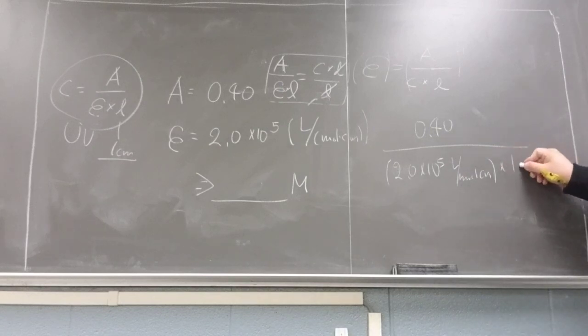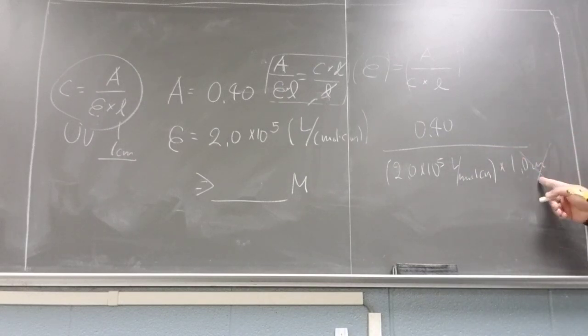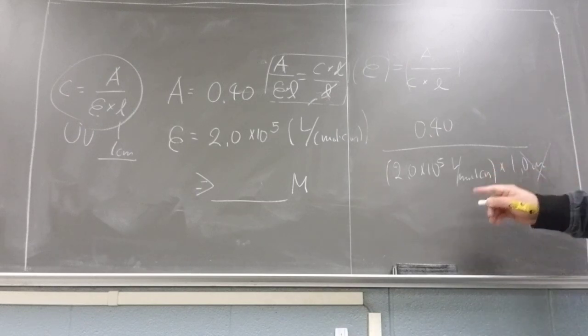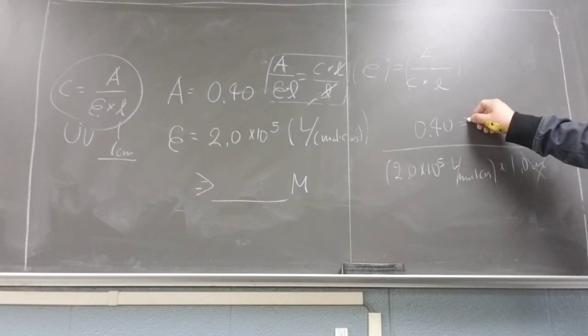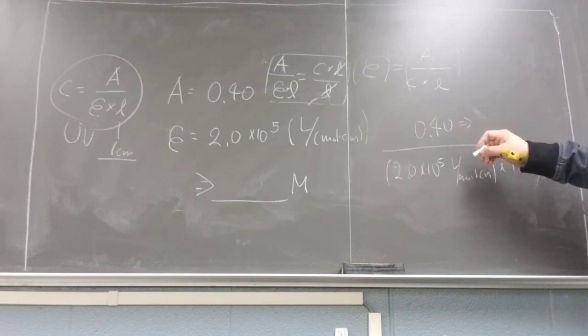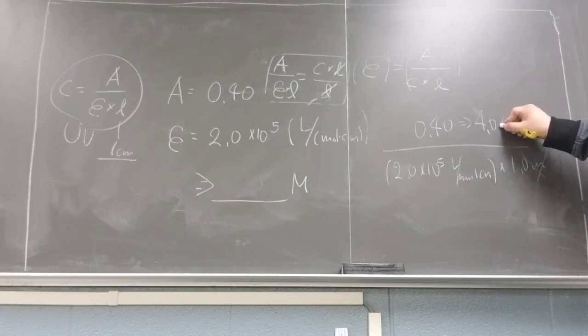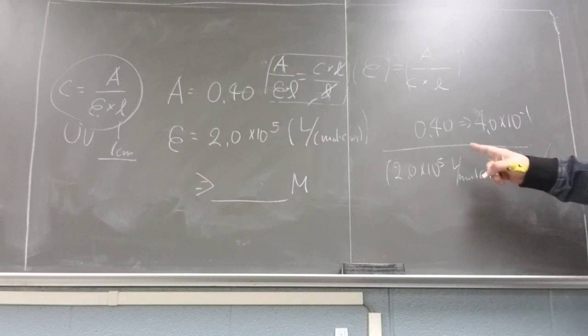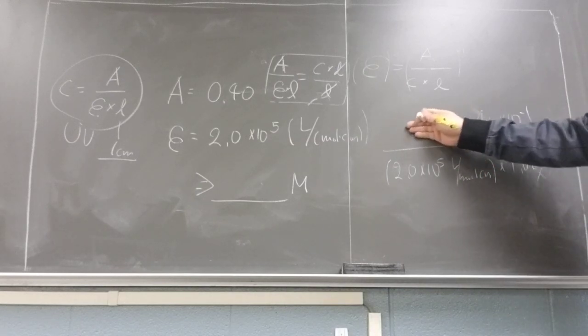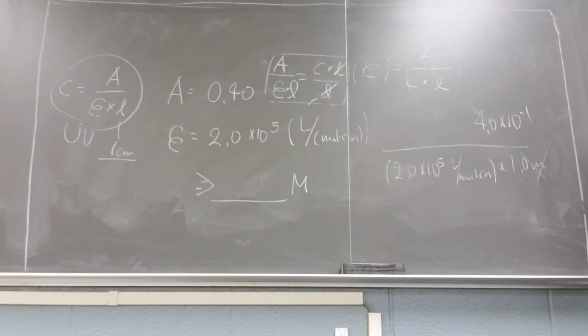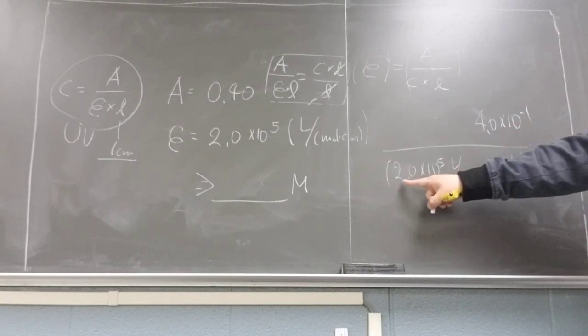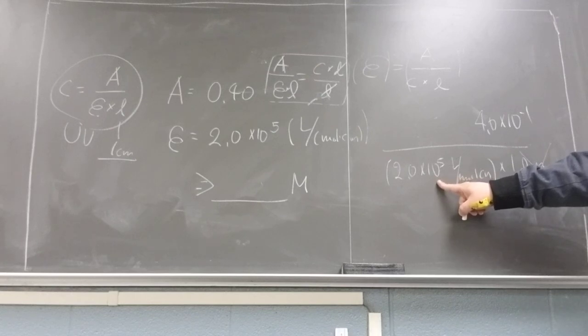Times 1 centimeter, 1.0 centimeter. But I'm not going to care about this one much, it's just one. And then this is the same as what? 0.40 is the same as 4.0 times 10 to negative 1. So if you switch this one in here, it's even easier, because it's 4 times 10 to negative 1 over 2 times 10 to the fifth.